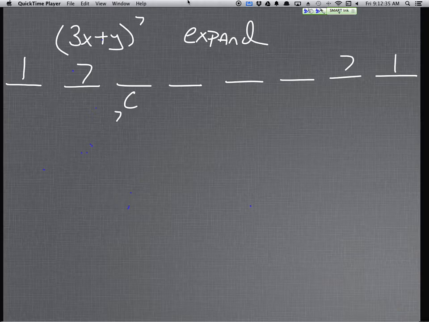What would the R be? 2. That was one less. One less than the term. And this is the third term, so that means this has to be 2. So that means the other one needs a 7 and a 3.